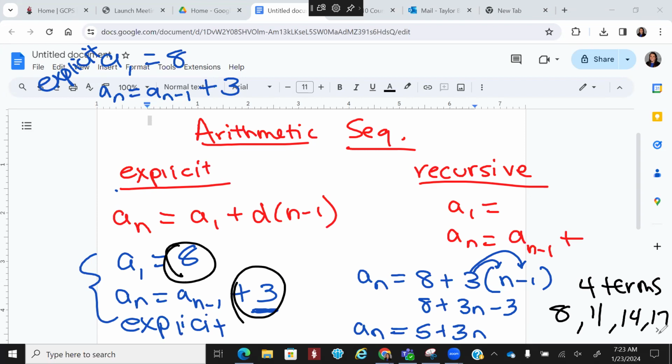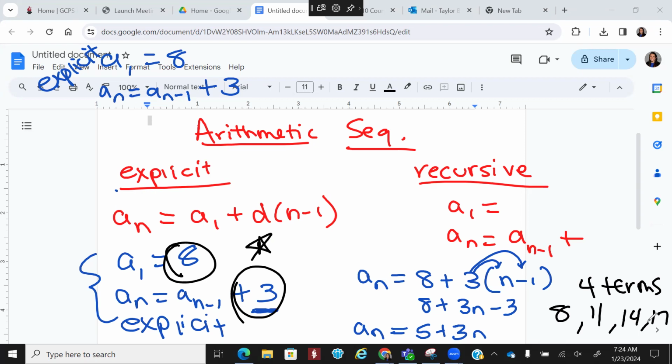Boom, done. That's why recursive is kind of cool, because it's what you do naturally in your mind. If I tell you, hey, add 3 each time, you could do that. Now with explicit, what you can do is you can plug in 1 and you'll get 8, 2 and you'll get 11, 3 and you'll get 14, 4, you'll get 17.